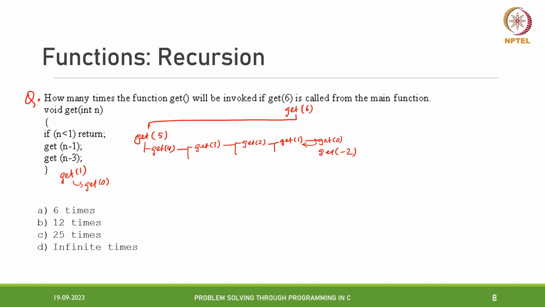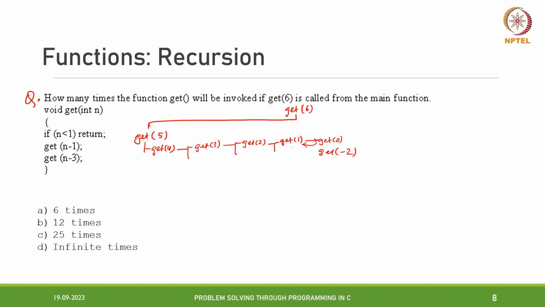Now get of 0 returns back to get of 1. Now in the next statement, we call get of minus 2, because we do n minus 3. We don't do n equal to n minus 3, do we? We just do n minus 3. That means 1 is the value of n, 1 minus 3 is minus 2, that will be passed. So the n value actually does not change. Yes, sir, understood.